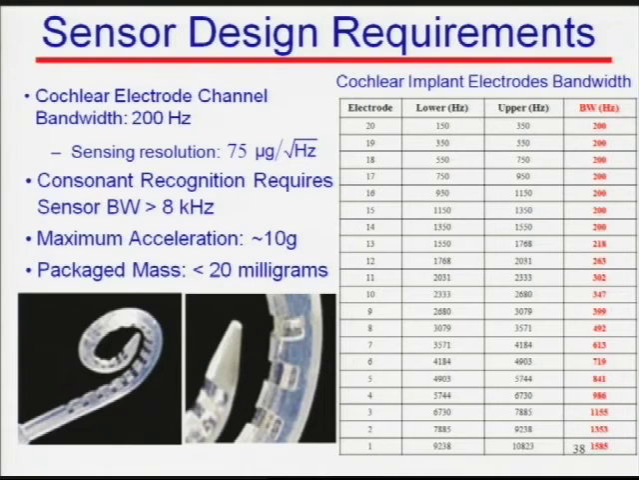And from the previous measurement, we know that the maximum acceleration we get is about 10 g. And for the packaged mass size, Professor Cole has done a lot of existing work that tells us the whole thing needs to be packaged at less than 20 milligrams, so that you don't provide additional mechanical loading or damping on the bone. If the device is too big, the bone just does not vibrate as much, so you get an out-of-frequency sort of response. So these are our design requirements.